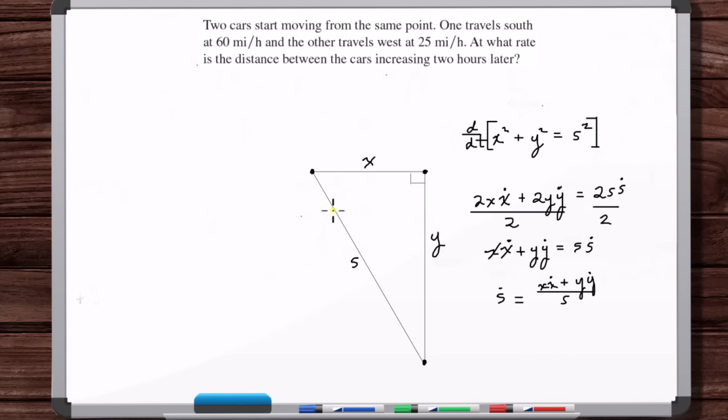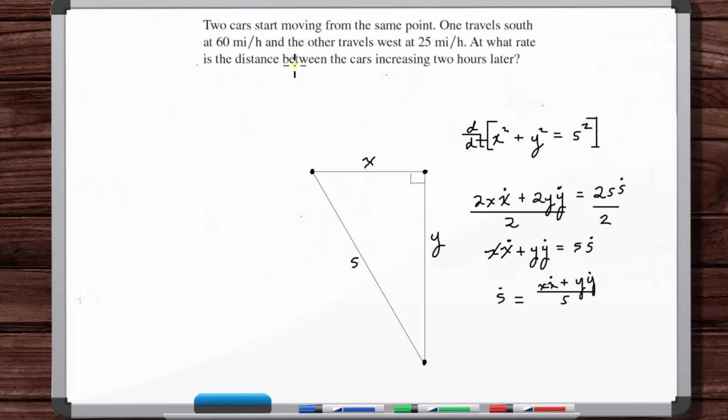So the rate of change of s at any moment in time is a function of the rate of change of x, the rate of change of y, but also the position at that moment of x and y and s. Interesting, right? Okay, but do we have this stuff? Yeah, we've got every single one of these. What is x dot? It's 25 miles an hour. It's a constant speed. The rate of change of y is constant, it's 60. What about x, y, and s?